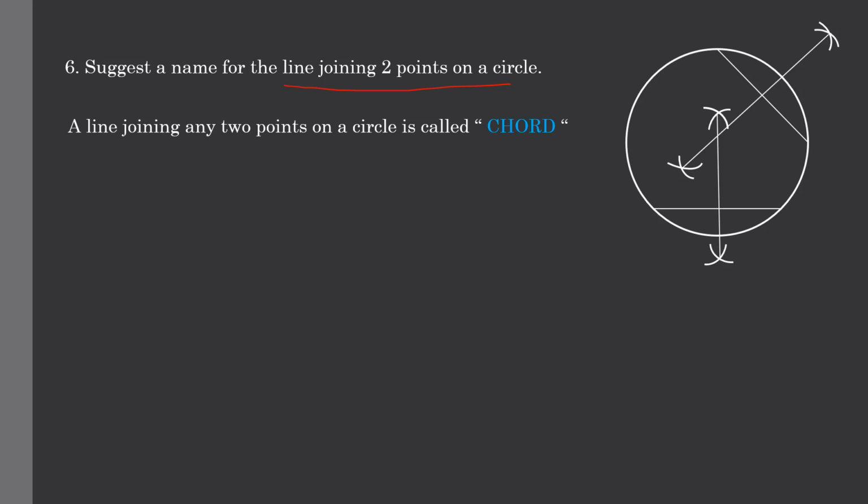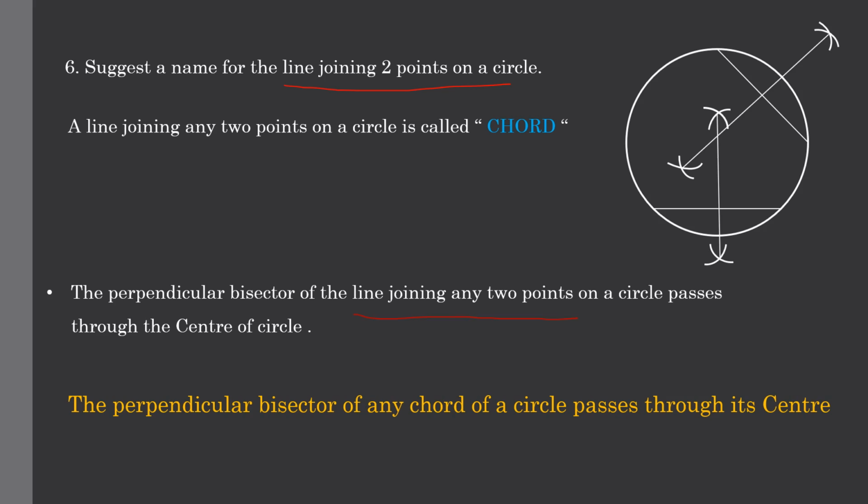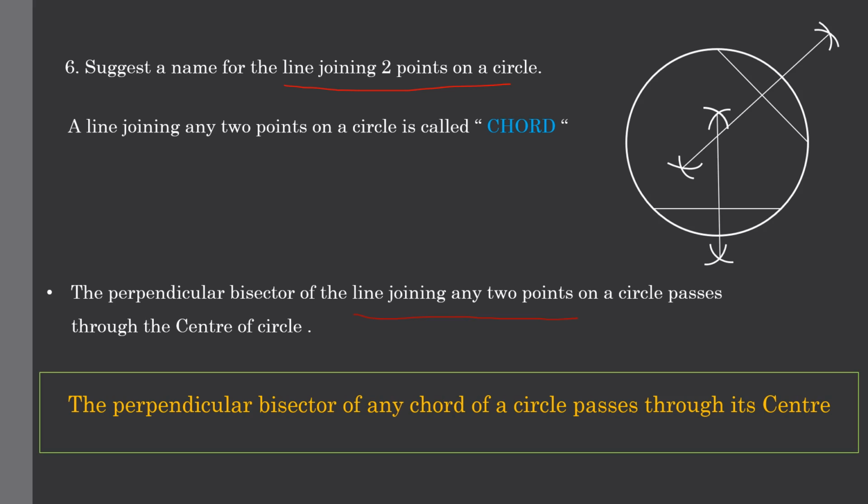Okay. So can you generalize what we have seen now? We have seen that the perpendicular bisector of the line joining any 2 points on a circle passes through the center of the circle. Now, can you tell me this generalization in terms of chord? You have to just replace this line joining any 2 points with chord, isn't it? So we get the perpendicular bisector of any chord of a circle passes through its center. This is a very important generalization.